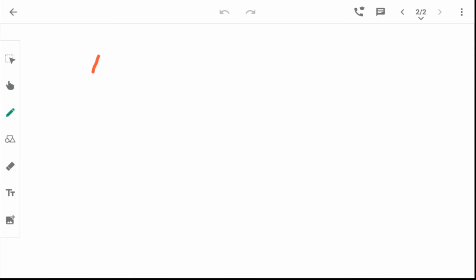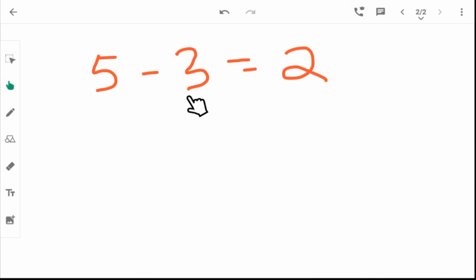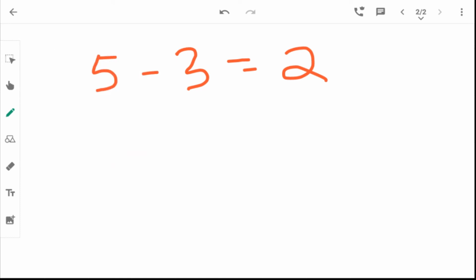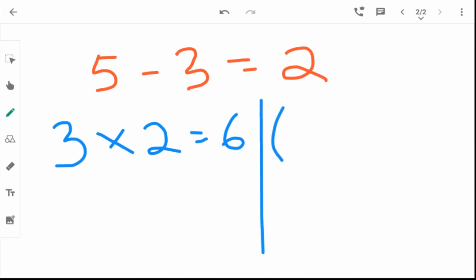If we had the expression 5 minus 3 to solve it, we would write equals 2. That gives us the statement 5 minus 3 equals 2, which literally means 5 minus 3 is the same as 2. Therefore, we can use the expression 5 minus 3 the same way we would use 2. For example, we could say 3 times 2 gives 6, or we could use the entire expression 3 times (5 minus 3), which also gives 6.